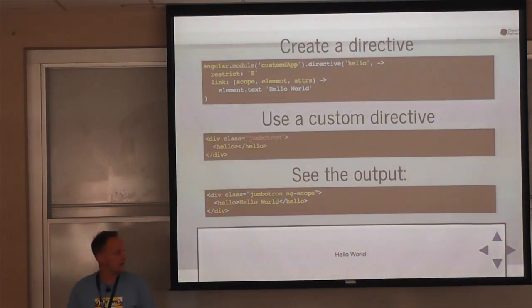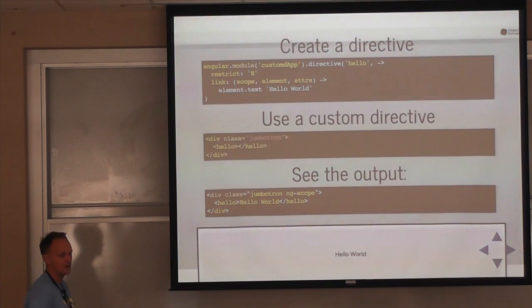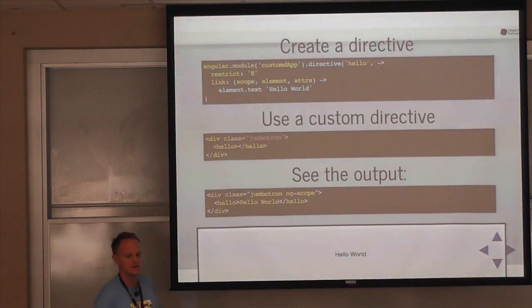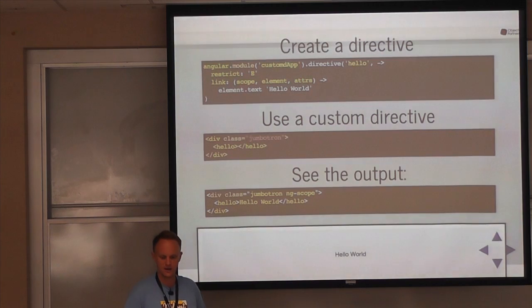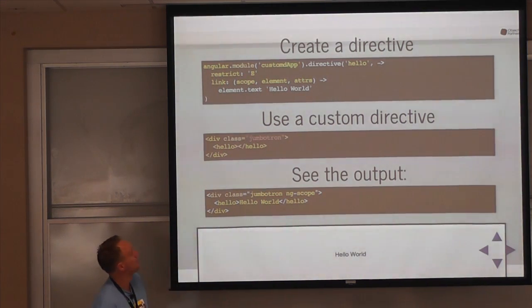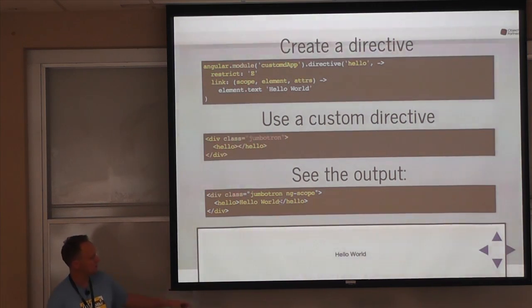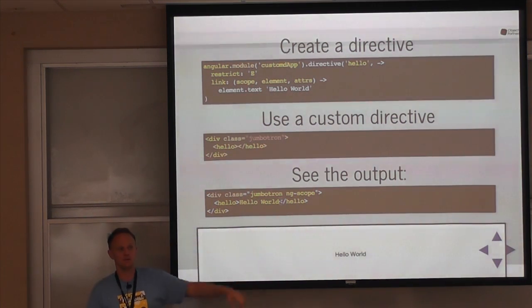So in Angular, you can create a directive. Up at the top here, I am creating a directive called hello inside of my custom D3 app. I'm restricting it to E. That means it's an element. You can have elements or attributes. And you get this link method, which passes in scope, element, and attributes, and all I'm doing is setting the element's text to hello world. Here's some HTML using my new hello tag that I just created, and the text inside of that becomes hello world. We're using the Bootstrap Jumbotron class, so this is what your output looks like. Pretty straightforward. We just created our own tag.